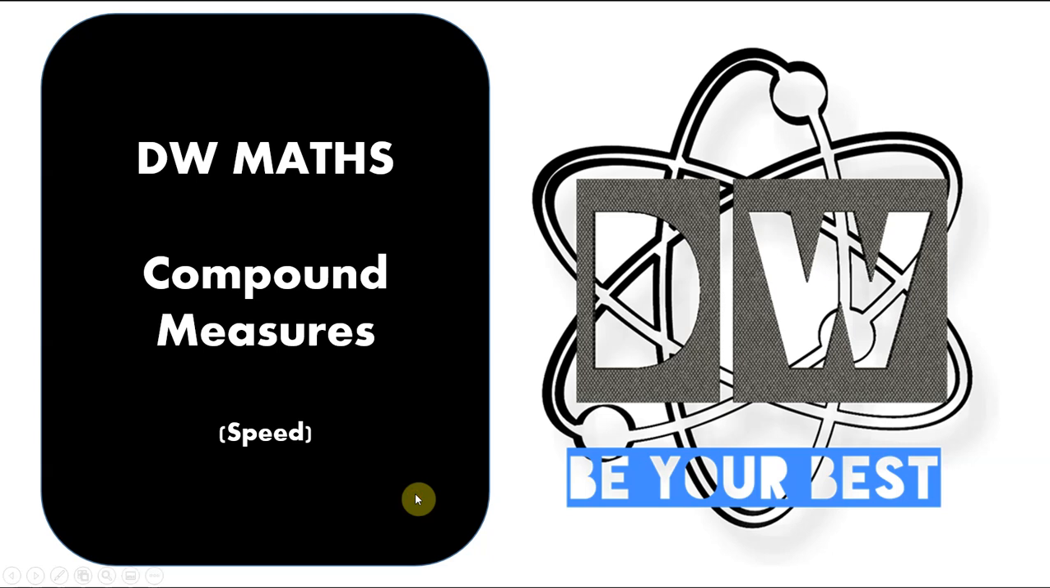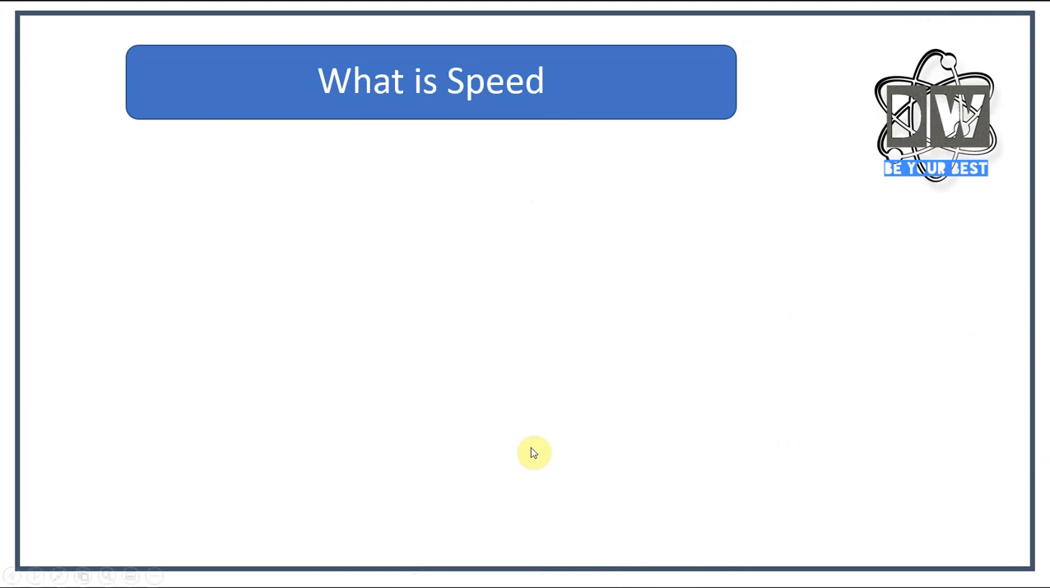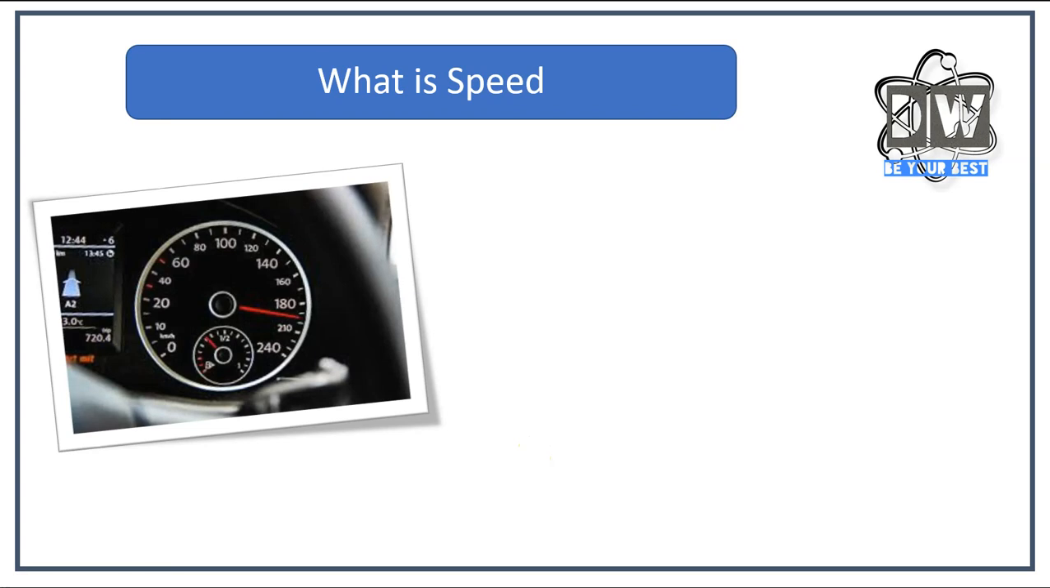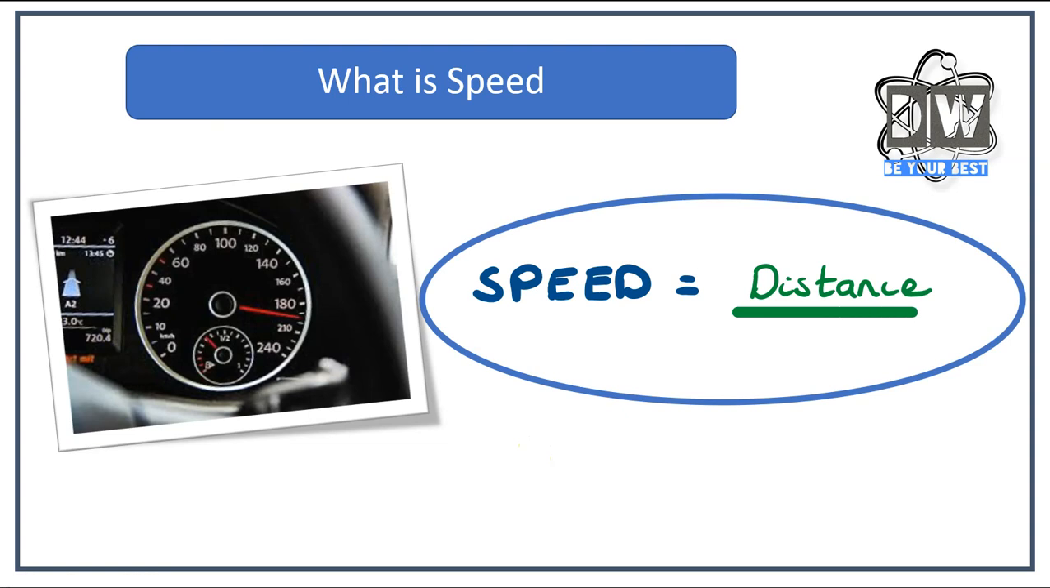Hopefully you're going to find this nice and easy, because if we can remember a nice and simple equation, then we're going to be able to rearrange it with our other skills that we already know. But first of all, what is speed? Well, speed is made up of two things. It's made up of distance and time. And the equation that we use is speed equals distance over time.